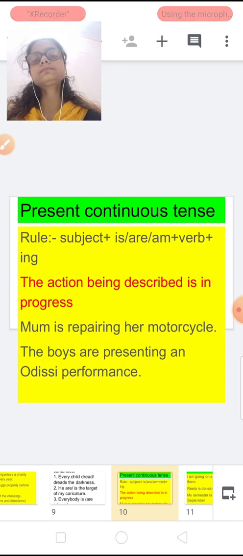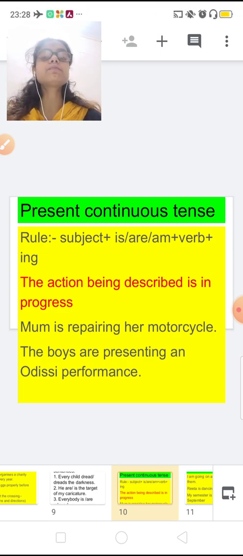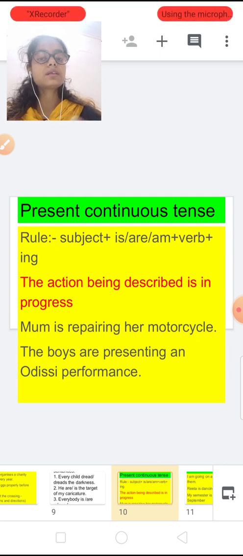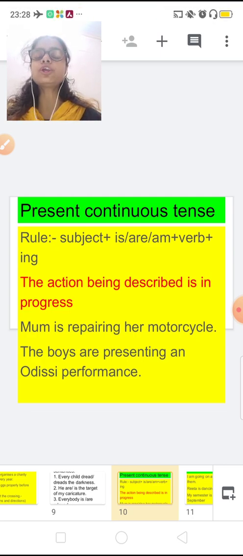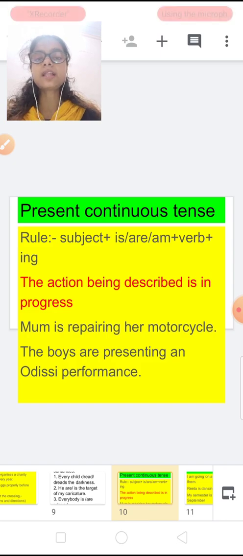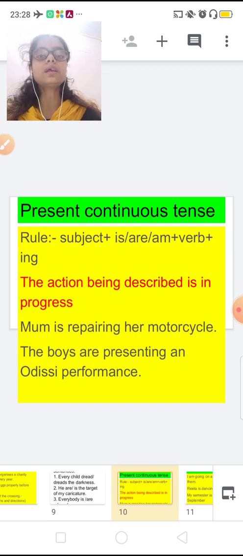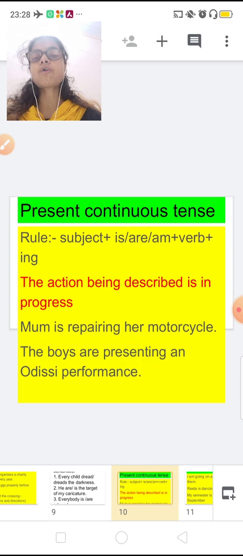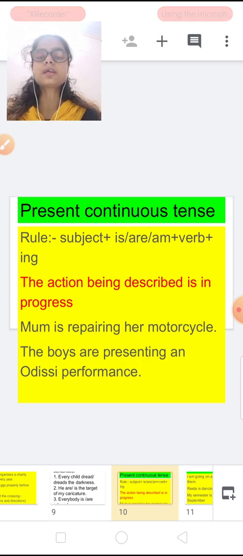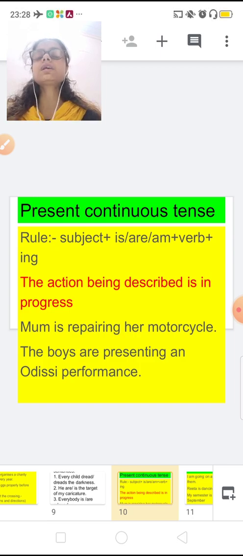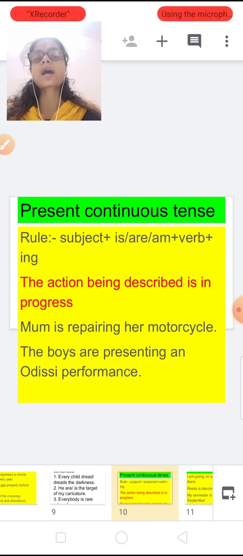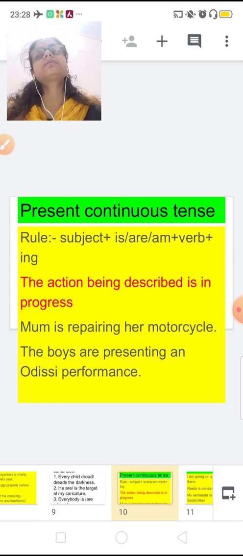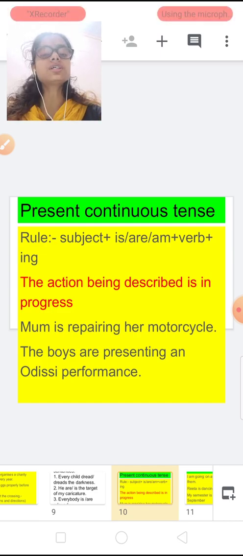Now the action being described is in progress. Here the thing is in the present but it's still going on, it is not finished. Like mother is cooking, it means she is still cooking. I am learning, still I am learning. It is a progress nature of any action. So here the action is not completed yet, it is in progress. So that's why here we are using the ing form, and it's just a hint for everyone that yes, continuous tense, ing is there.